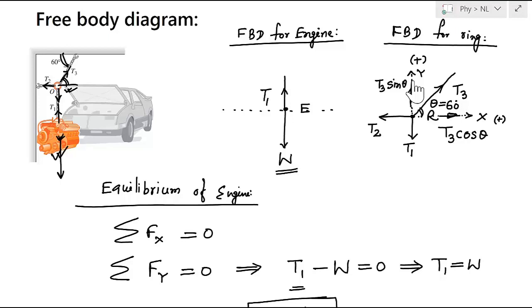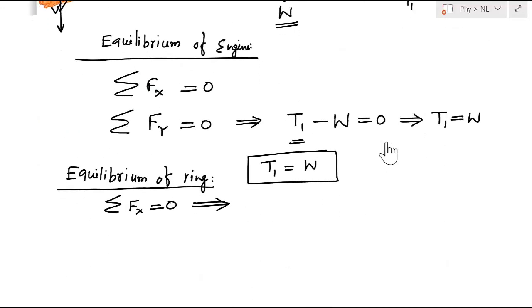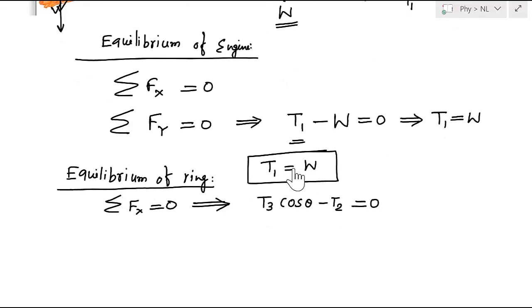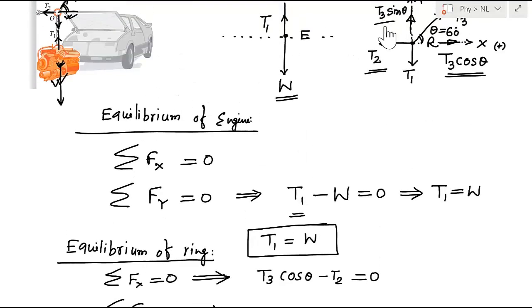Now what are the forces that are acting in the x direction? T3 cos theta, that is positive, and T2, that is negative. So let us write in x direction T3 cos theta minus T2 is equal to 0. So this is the equation in the x direction. Similarly, I can write equation in the y direction. So I can write summation of Fy is equal to 0. So this will give me what are the forces that are acting in the y direction. T3 sin theta, that is positive, and T1, that is negative.